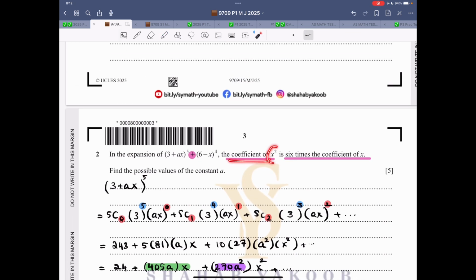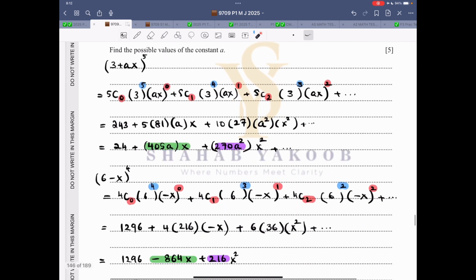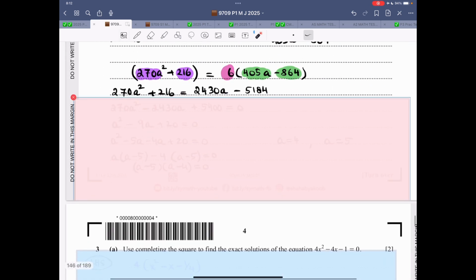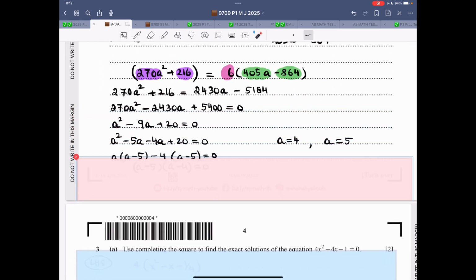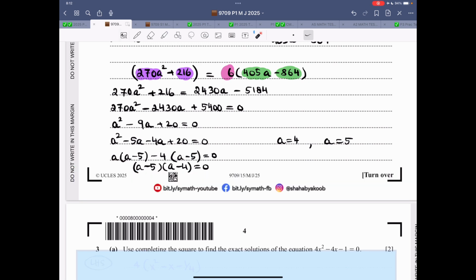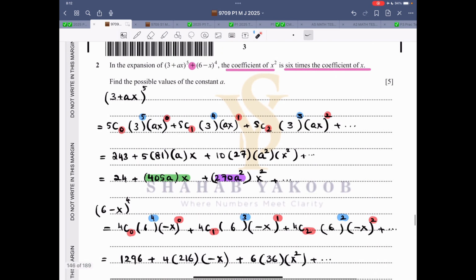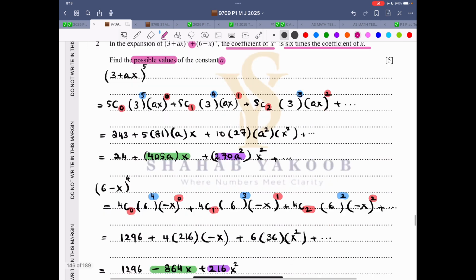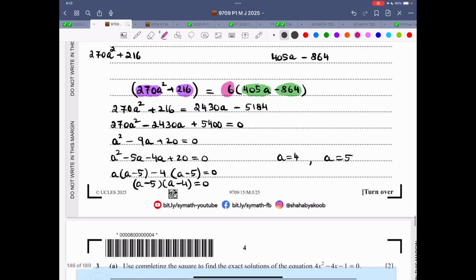The coefficient of x squared is 6 times the coefficient of x. And now it's a simplification. Maybe you're getting a quadratic or something like that. You're getting 2 possible values. Does it say there are these possible values? Yes, it says so. So now it says find the possible values of the constant a. Therefore, both values are accepted. Nothing is to be rejected.